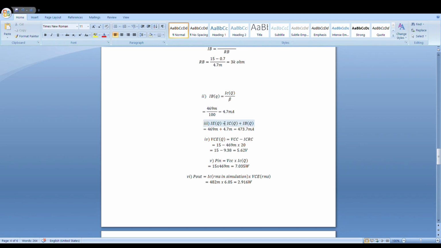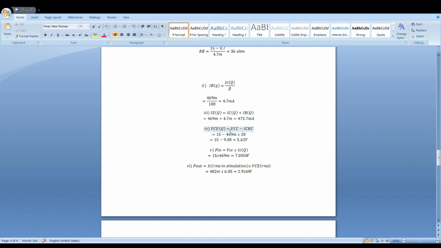And third, we need to find IEQ. The formula to find IEQ is ICQ plus IBQ, and IEQ is equal to 473.7 milliamp. For VCEQ, we use the formula VCC minus ICRC: 15 minus 469 milli times 20. So we get 4.62 volt.